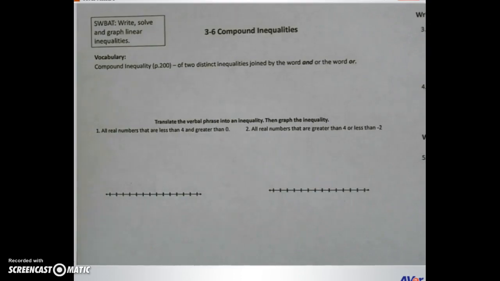Today, we're going to be studying 3-6 compound inequalities. Our SWABAT is to write, solve, and graph linear inequalities. Vocabulary for today, beautiful people, is compound inequality.